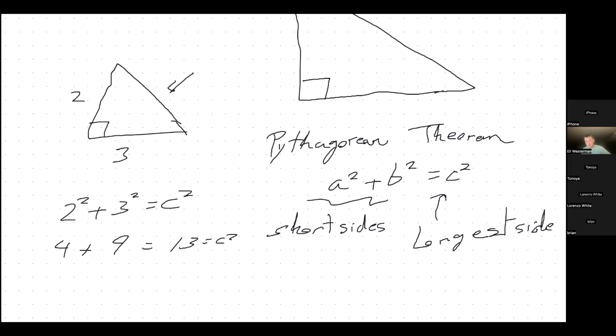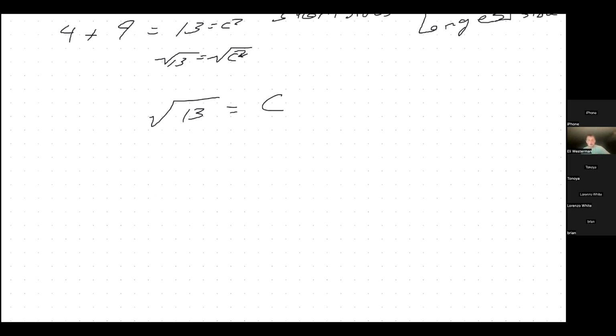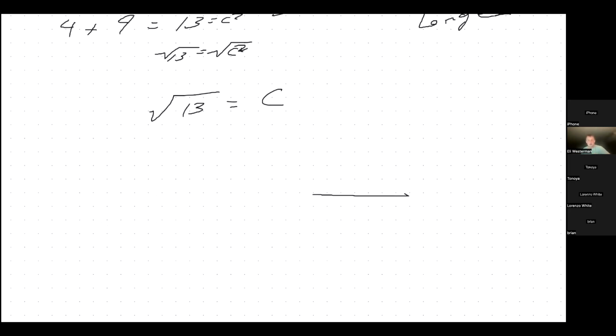So to get the opposite of a square, we do something called a square root. So we can do the square root of C squared, and we're going to get the square root of 13 is equal to C. Now that was an ugly one because it ends in a square root. We can't get a clean answer. Let me give you a different one. Let's say we have a right triangle.